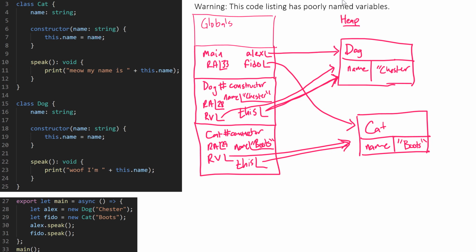And I want to point out that you'll notice in the code listing, the variable names we chose here, Fido is referring to a cat, is kind of poorly named to try and make this tracing exercise a little bit more interesting, right? Remember, these variable names in main are independent of the name property of each of these two objects, right?